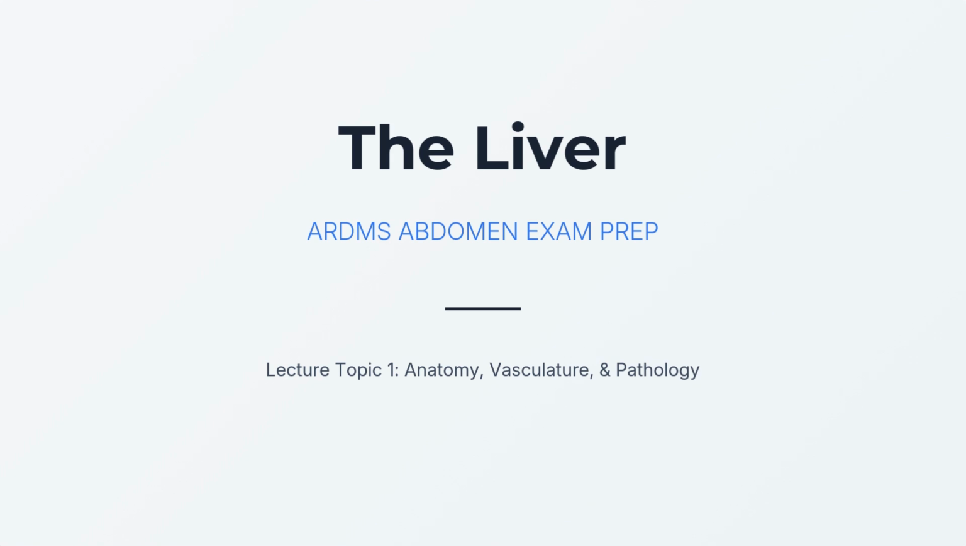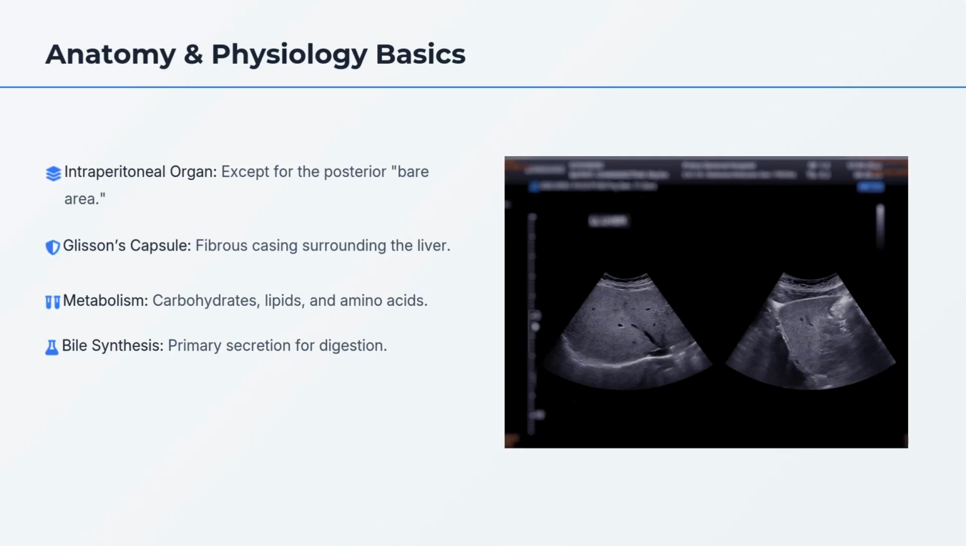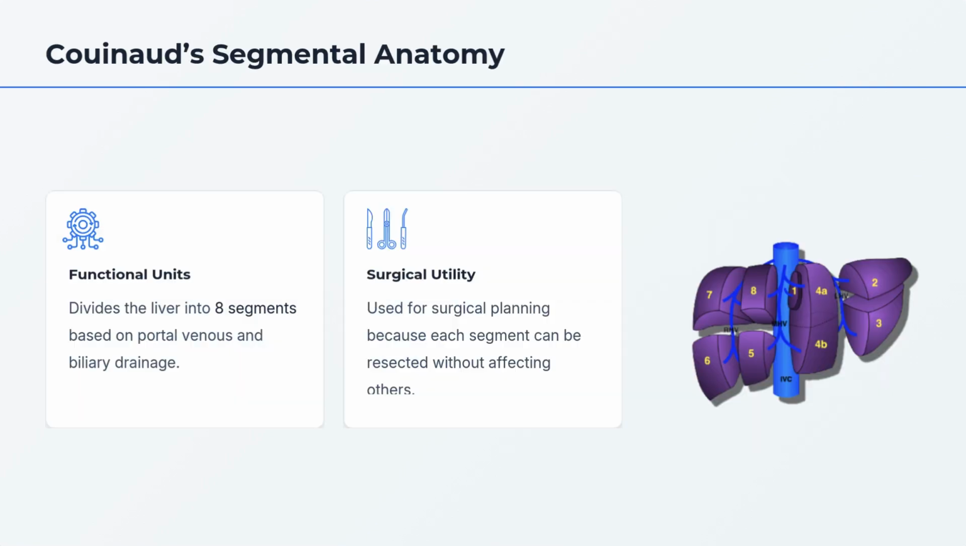Welcome to this review of liver focused on anatomy, vasculature, and pathology for the ARDMS Abdomen exam. The liver is an intraperitoneal organ with the exception of the posterior bare area. It is encased in a fibrous layer called Glisson's capsule, and its primary physiological roles include the metabolism of carbs, lipids, and amino acids, as well as synthesis of bile for digestion.